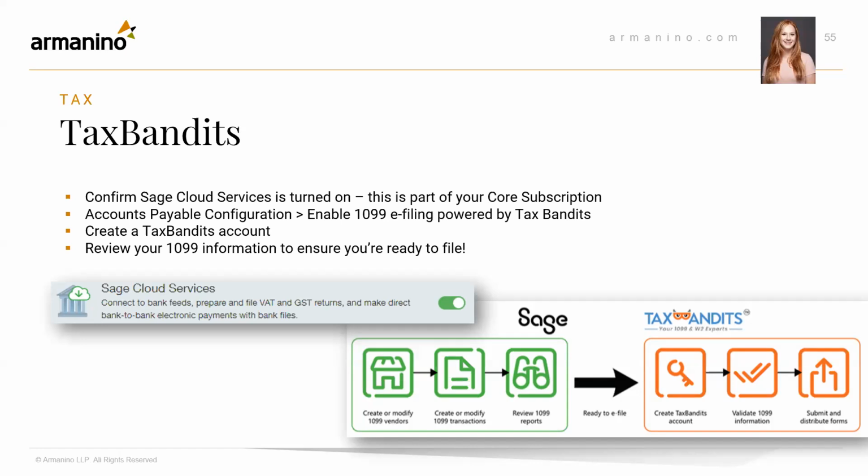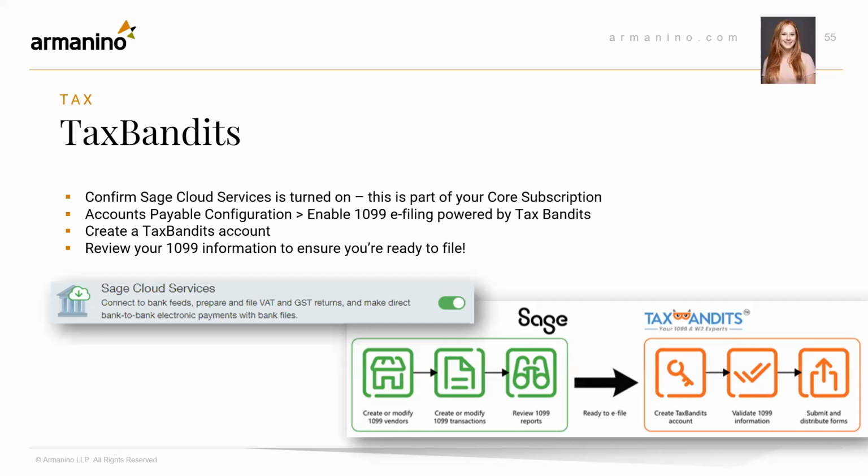And once both of those things are turned on, you'll be able to create a Tax Bandits account on the Tax Bandits website, and you'll be able to link your Intacct to Tax Bandits, and that's how the information is going to flow seamlessly from Intacct into Tax Bandits to be able to e-file.